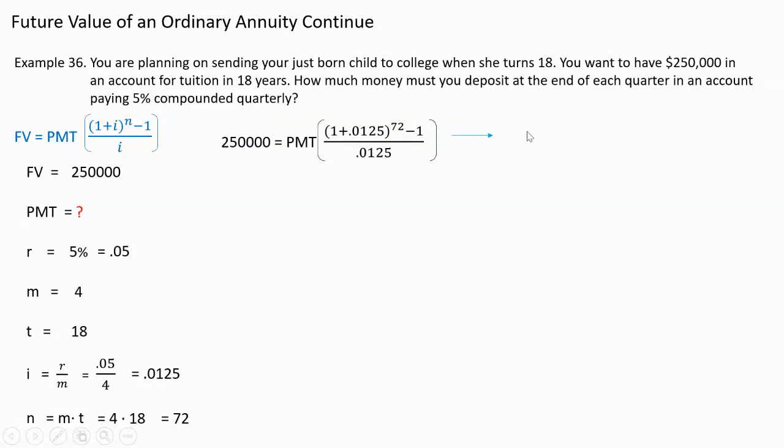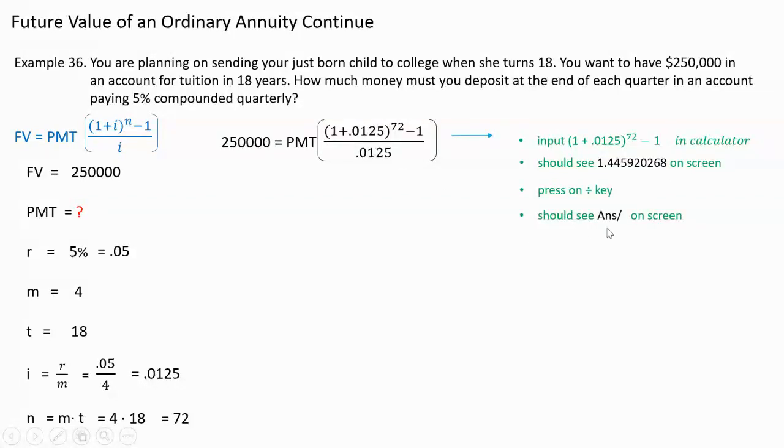Now, I'm going to show you with one steady flow of the calculator. You're going to enter the numerator in the calculator, which will be parentheses 1 plus 0.0125 close parentheses to the power of 72, then minus 1. We're going to get 1.445920268 on the screen. Then you're going to press the division key. So it's dividing that answer by 0.0125. You enter that, and this is what you should see: 115.6736215.